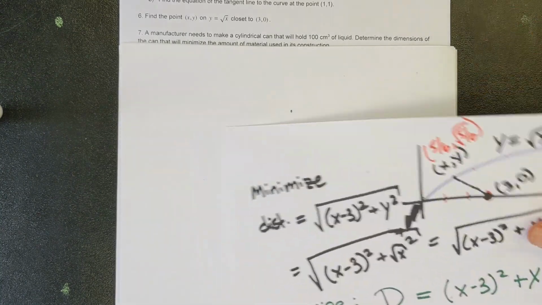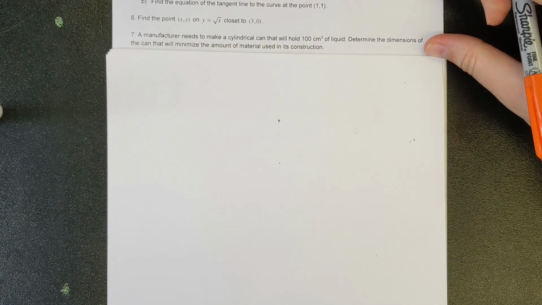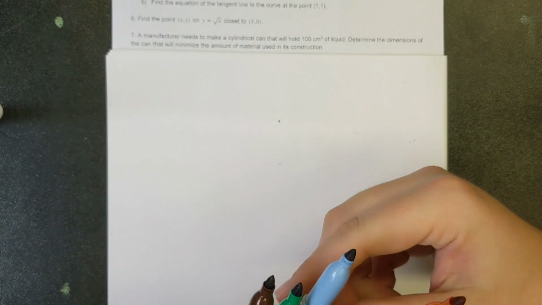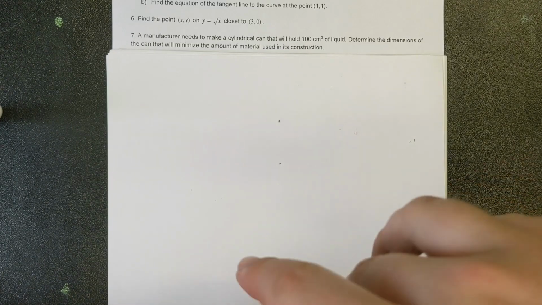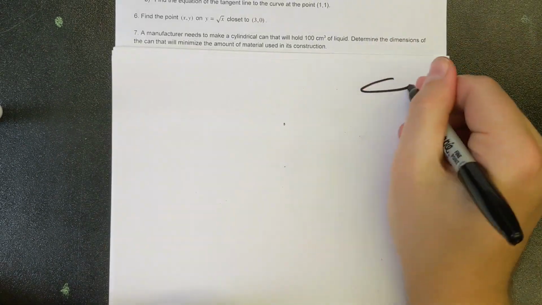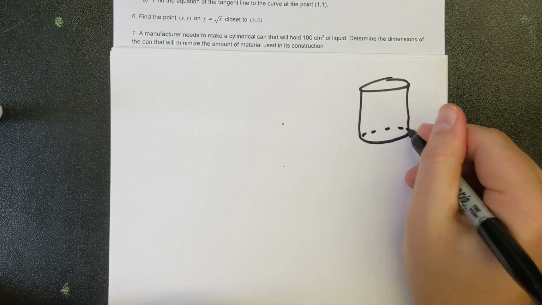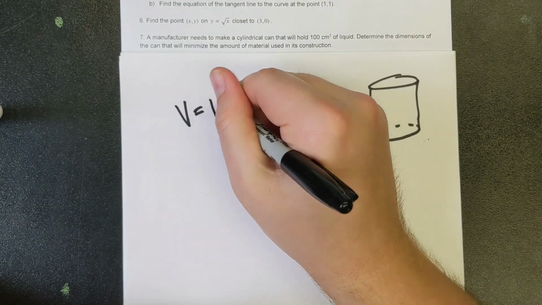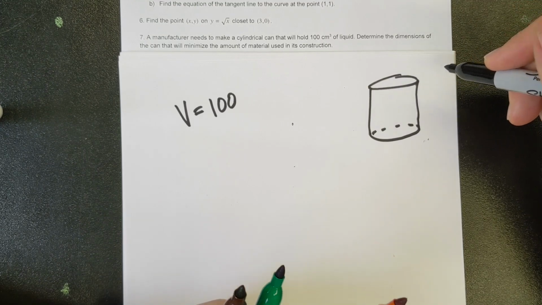Let's go on to the next one on this review guide. It's asking us to make some kind of can, a cylinder can, that holds 100 cubic centimeters of water. So let me draw a little picture. I'll make my can black. So it's a cylinder. And I want to make sure that the volume comes out to be 100 cubic centimeters. And I want to know what are the optimal dimensions.